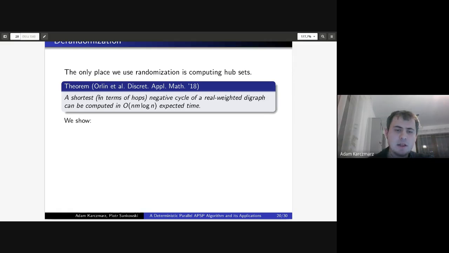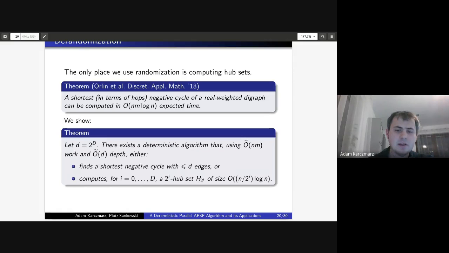We show that for any parameter D, there exists a deterministic algorithm with NM work and D depth that either finds a negative cycle with no more than D edges, or otherwise computes a collection of 2^i subsets for all powers of 2 up to D. The subsets are of roughly the same sizes as the sampled subsets.